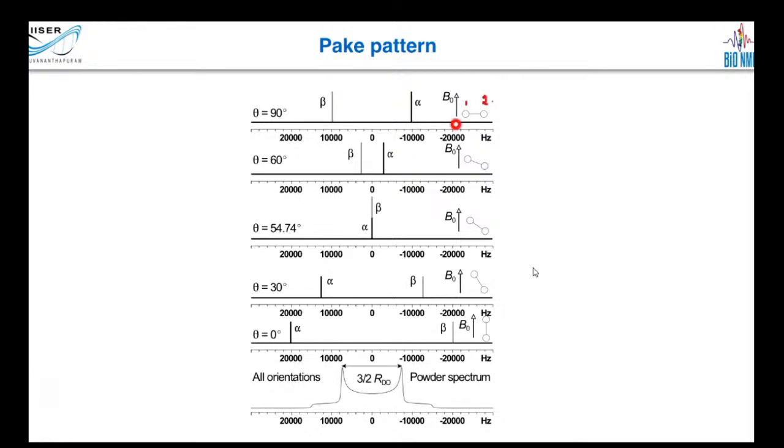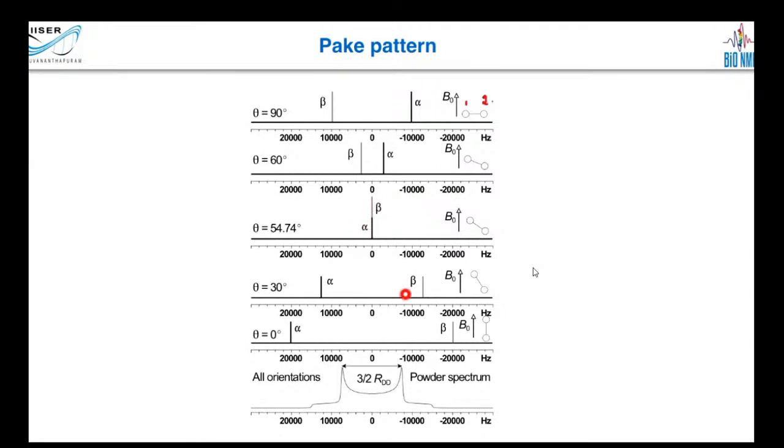Okay, and this is lying perpendicular to your B0 field. This angle is 90 degrees, and you will get the maximum coupling. Now when theta becomes 60 degrees, the coupling has reduced. When theta becomes 54.74, what happens? There is no coupling. Both of the signals are on top of each other. There's no coupling between them.